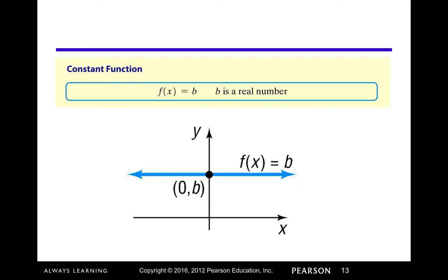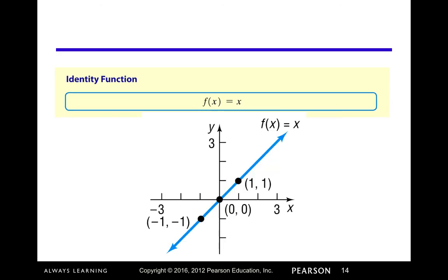Okay, constant function f of x equals b. This is your horizontal line. y equals 5 is a constant function, y equals 2 is a constant function. Again, horizontal line, you have one y-intercept, in this case at the point (0, b). If your constant function has equation y equals 5, your y-intercept will be the point (0, 5), okay? So that's the constant function.